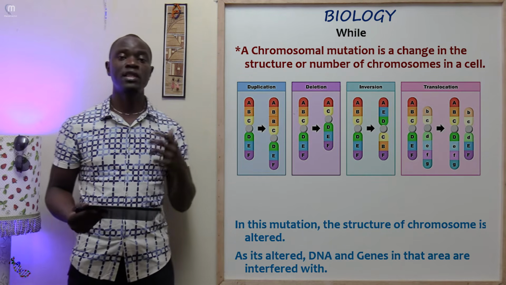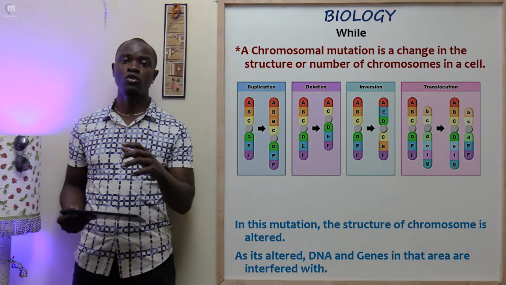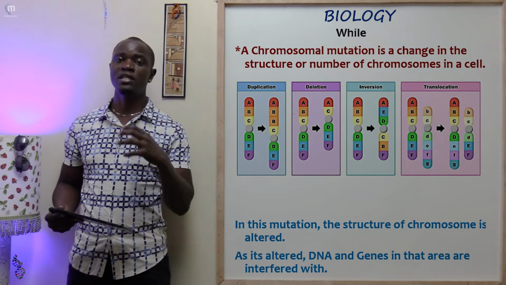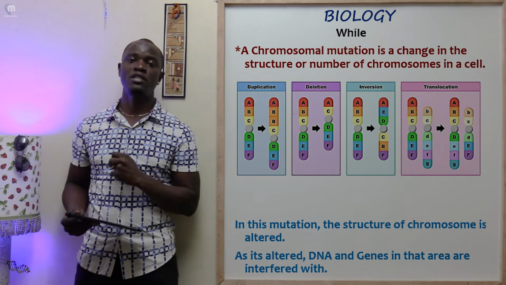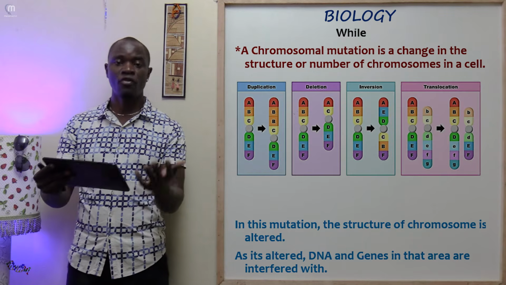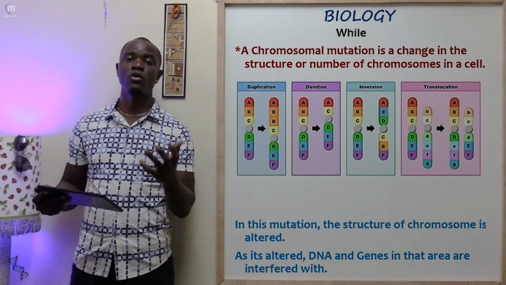So I think we're going to look at this mutation, there's a question to deal with it. But now we have been asked the definition. So if you change the sequence of the DNA, that gives us gene mutation. If we change the structure or the number of chromosomes, that gives us chromosomal mutation.